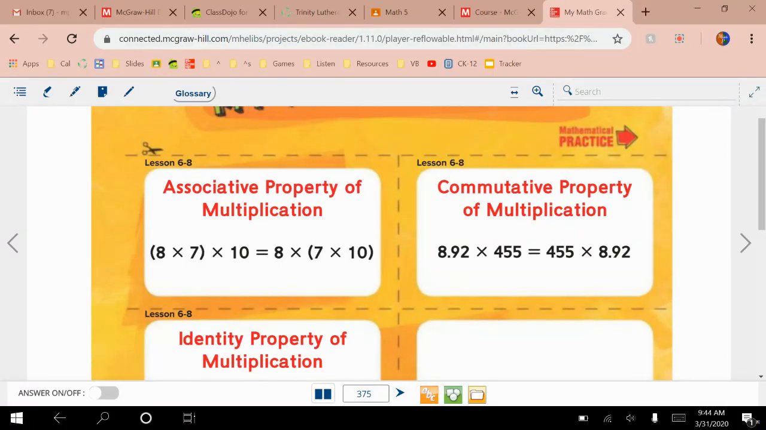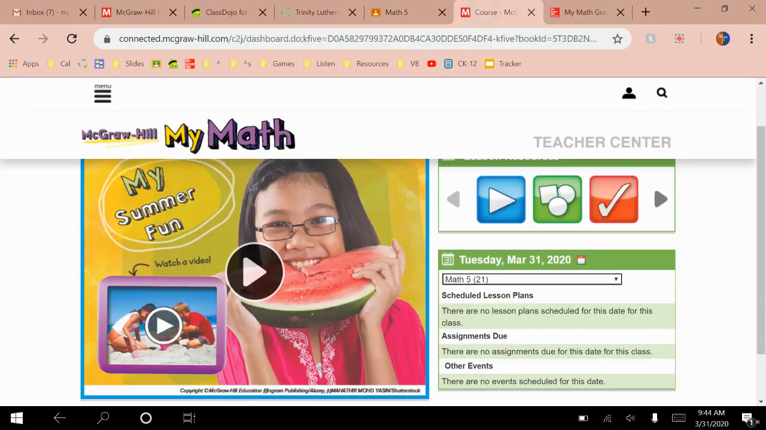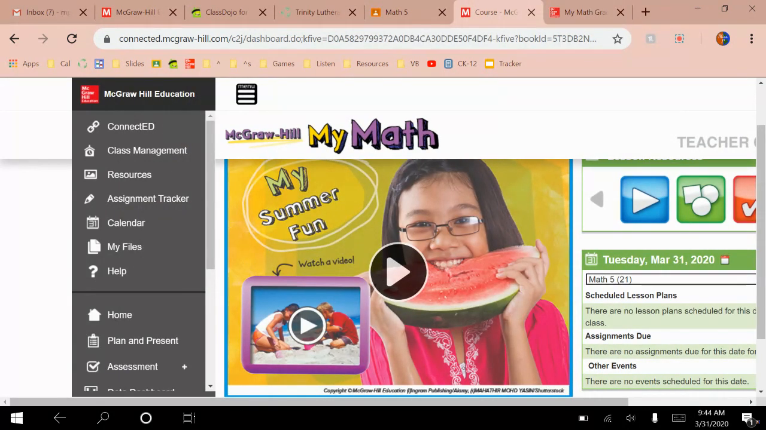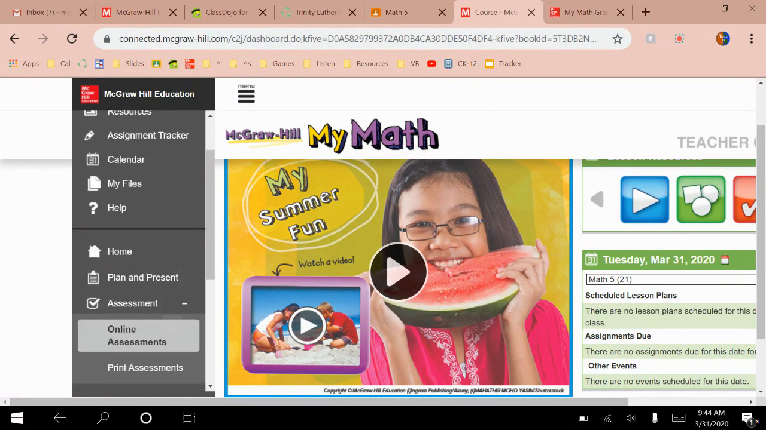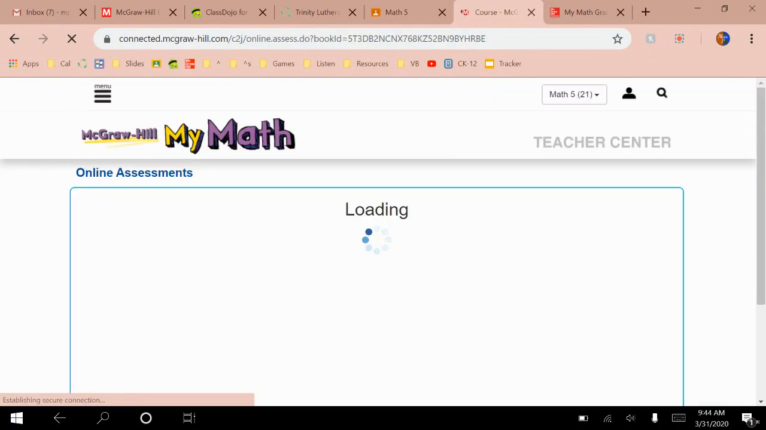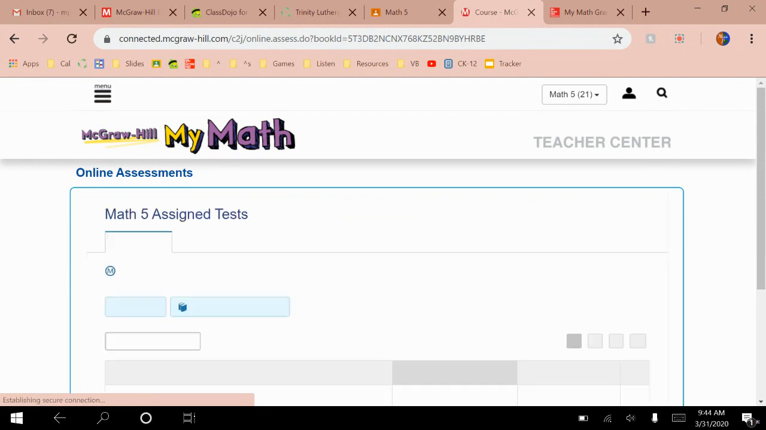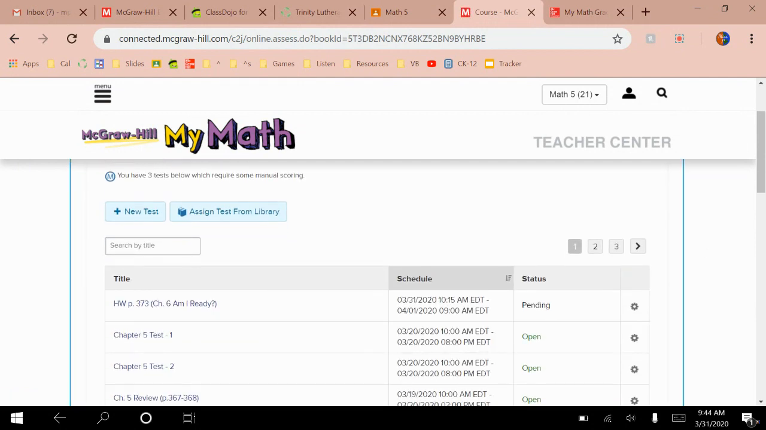All right, last thing I'm going to show you is just making sure you know what the homework is. Again, it was that Am I Ready one. And that is already on here. And right there it is, homework page 373, which is the chapter 6, Am I Ready? Scheduled to open at 10:15, and you need to finish it today. It says it's due at 9 a.m. tomorrow, like it would be if we had math class tomorrow at 9 a.m.